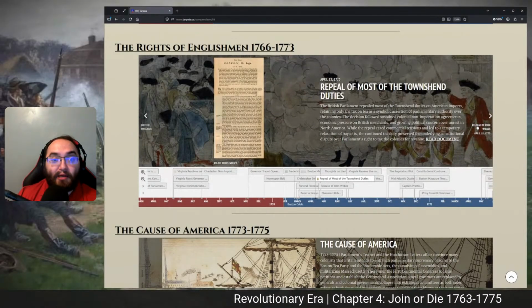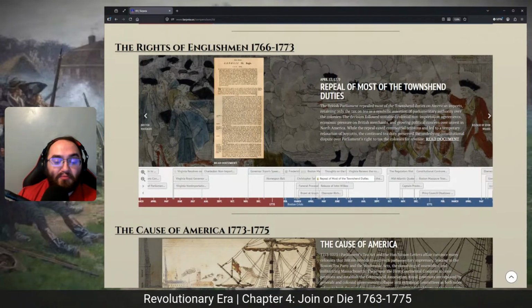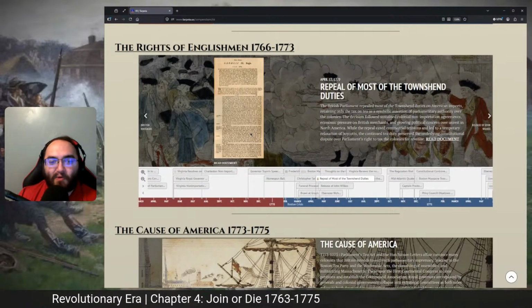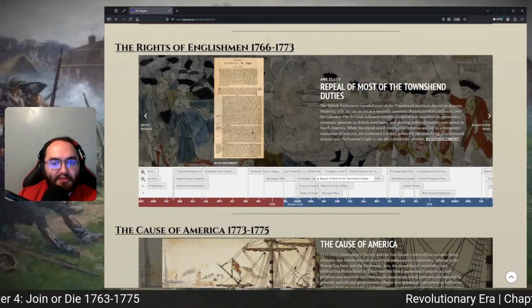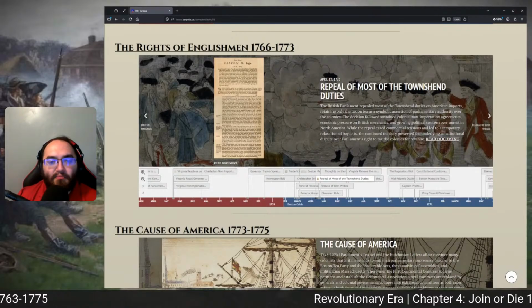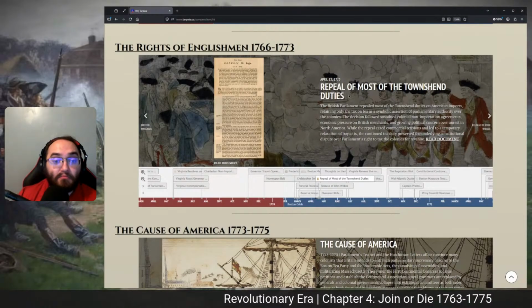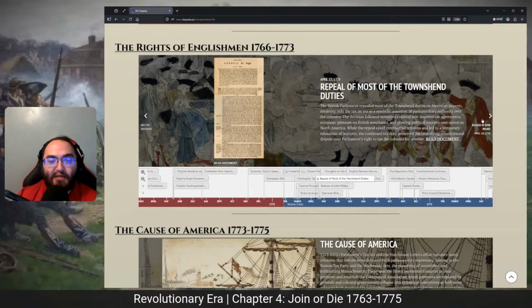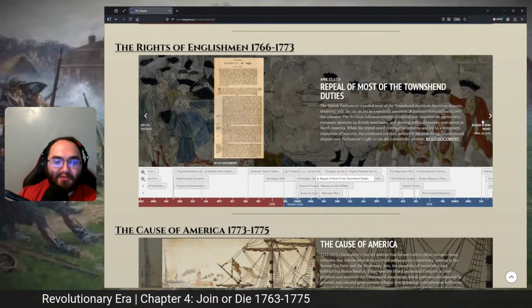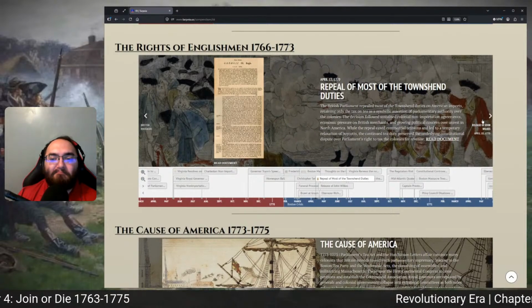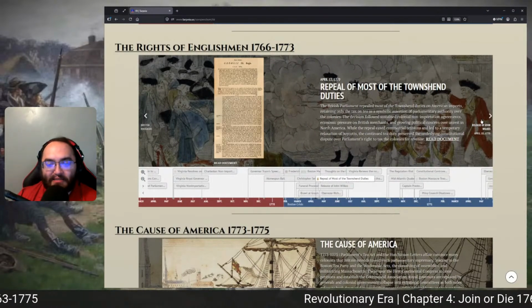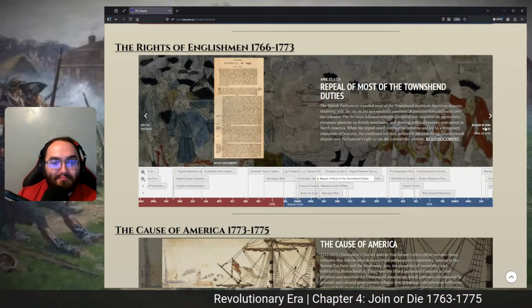And the great irony is within a month, so this is probably around the time where Parliament gets the news of the Boston Massacre, that Parliament will repeal most of the Townshend duties. So the whole reason why the Boston Massacre happened, which is over the issue of the Townshend duties, gets resolved. So it's bad timing.